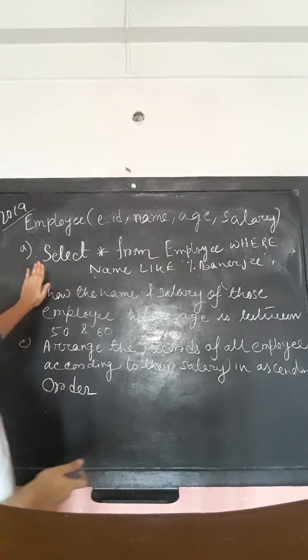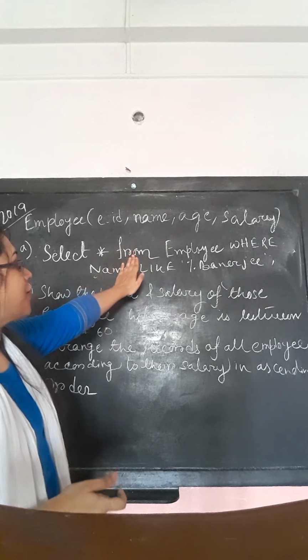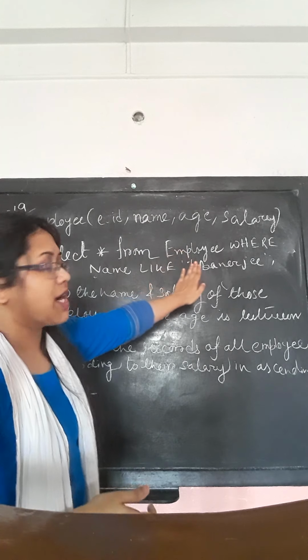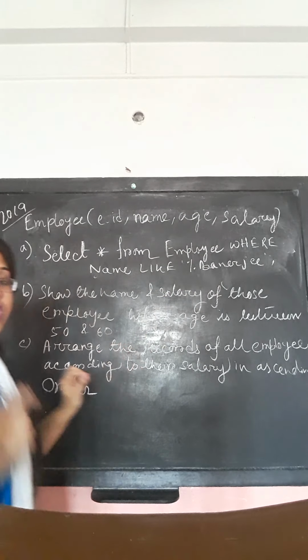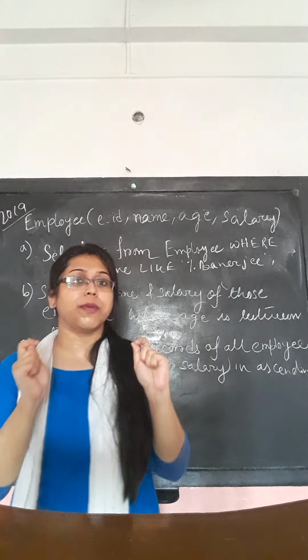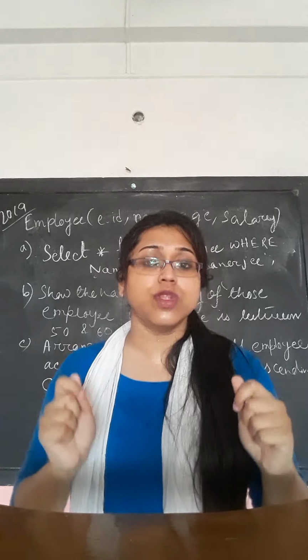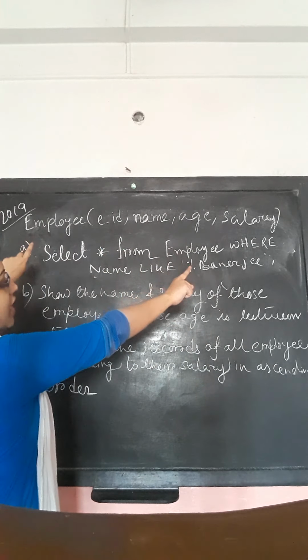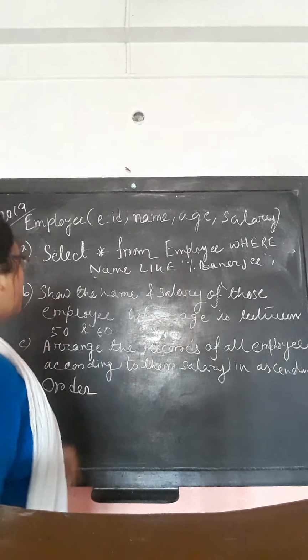So the first one will be select star from employee where name like percentage Banerjee. Okay, so what was our question? The question was you have to retrieve the information about those employees whose surname is Banerjee. So this is the query for that particular question.